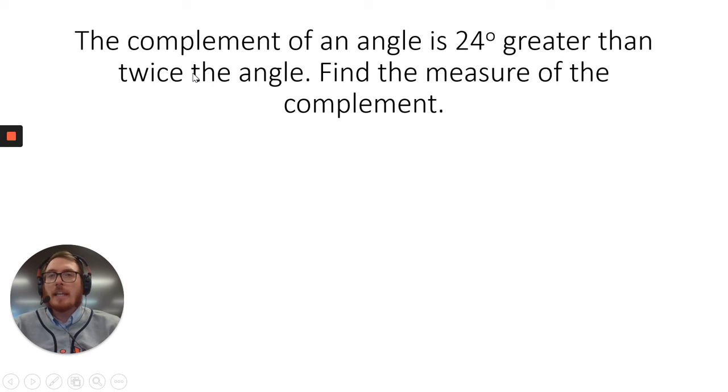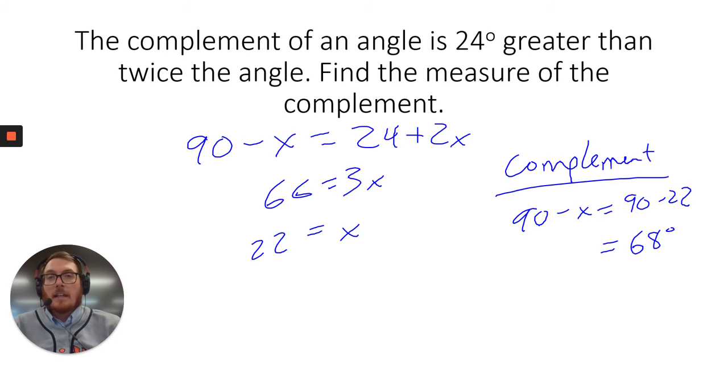And so if we just call the given angle x, that means the complement of the angle would be 90 minus x, because the complement and its given angle should add up to 90. So 90 minus the original angle, its complement, equals 24 degrees greater than twice the angle, which would be 24 plus 2x. This would just be an equation at this point to solve. x should equal 22. But then don't forget, we want its complement, okay? And so the given angle is 22, so we do 90 minus that, which would be 68 degrees.